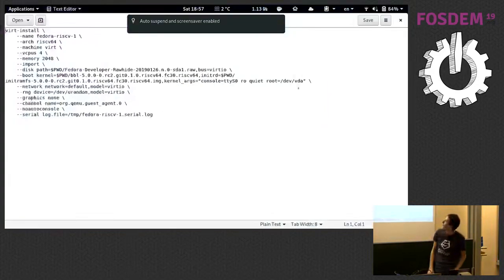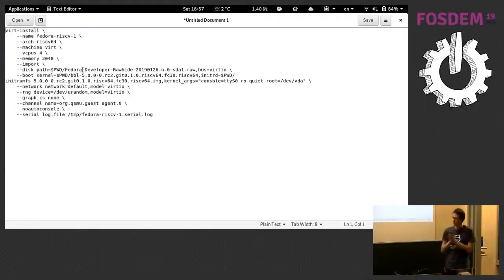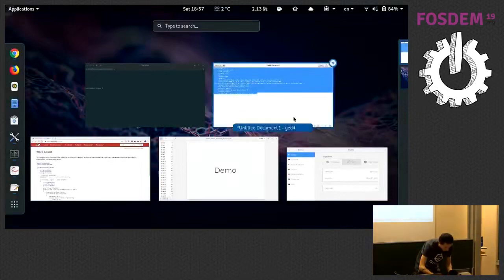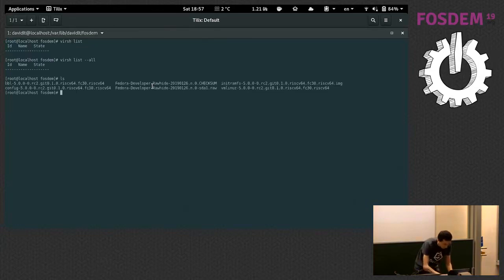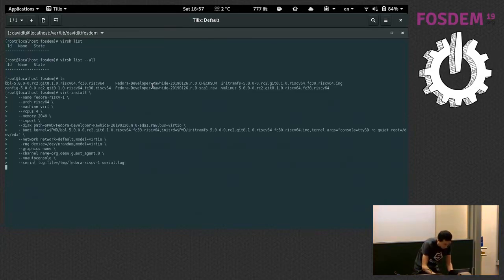Do you see? So this is the way to use it. I suggest using libvirt, because I think it's much easier than actually running QEMU. This is the command from the wiki. So we're going to copy it. I don't have anything running, I don't have any VMs, but I do have the images downloaded. So I'm going to create a VM. So that should be running already.